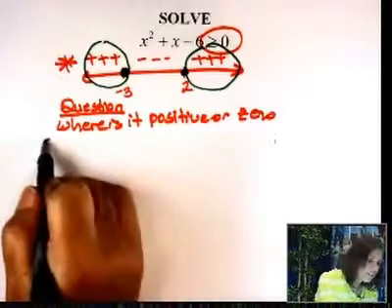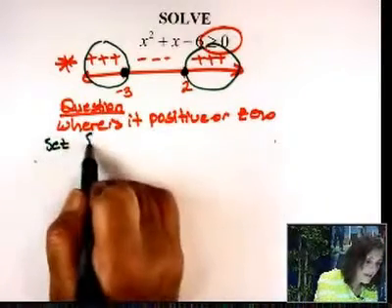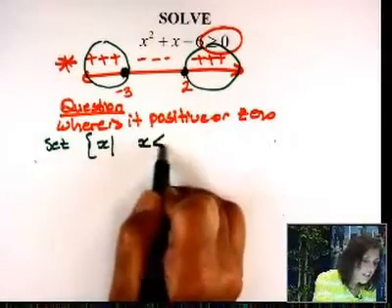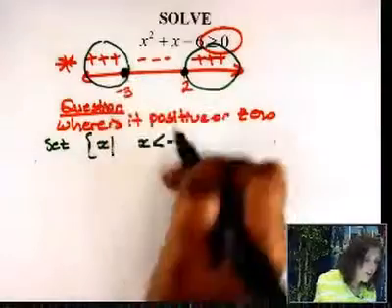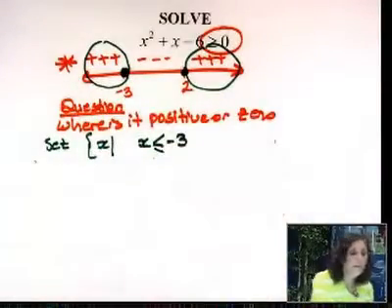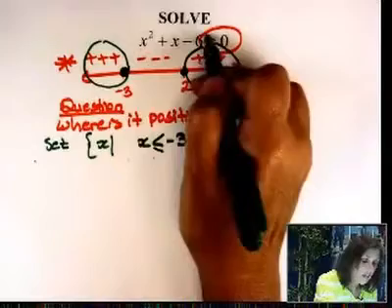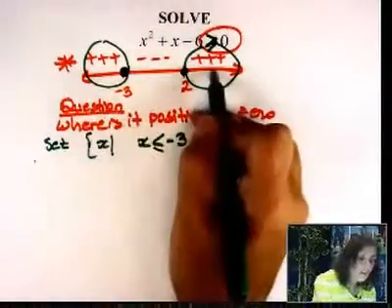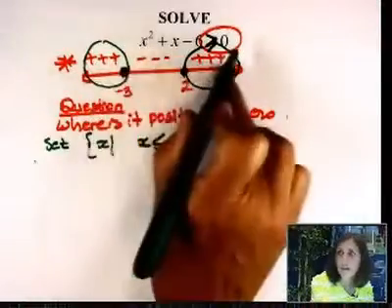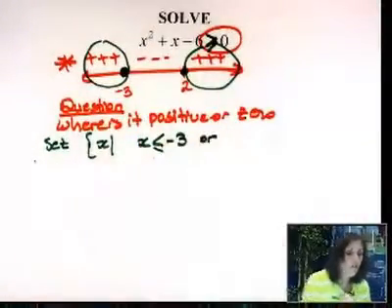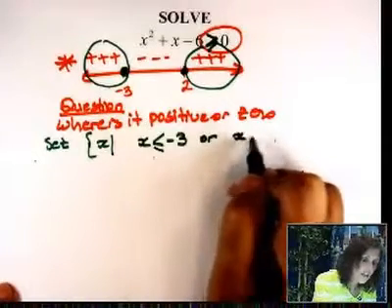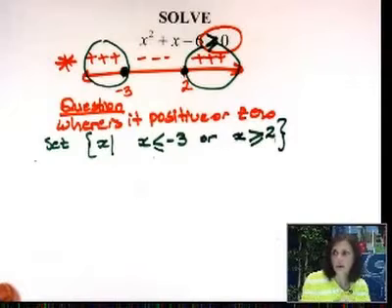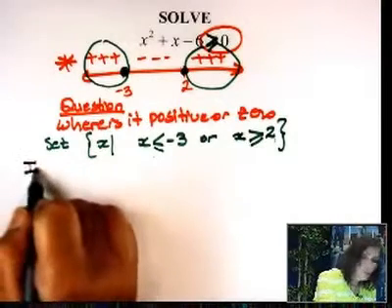So let's write it in set notation. x such that it has to be less than or equal to negative 3, and since I want negative 3, it has to be equal because of that greater than or equal to sign. Now I have this piece. How am I going to put this piece and that piece together? You're going to say or. x has to be greater than or equal to 2. Here's my set notation. Let's do interval notation.